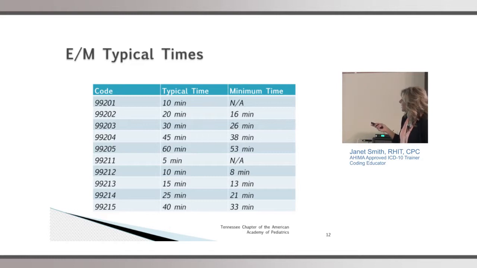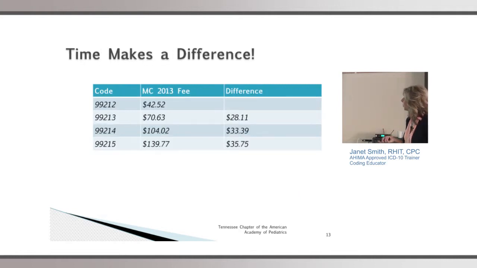This next chart just gives the typical times that are associated with your new and established E&M codes. You have your typical time that's assigned, and then in the far right-hand column, you'll see the minimum time that's required to report that code. For instance, on a 99214, once you hit the 21-minute mark, you can report 99214. Again, be sure that you're documenting your time and that over 50% was spent in counseling and coordination of care. I've said that a million times, but that has to be documented in the record in order to report based on time. And time makes a huge difference.